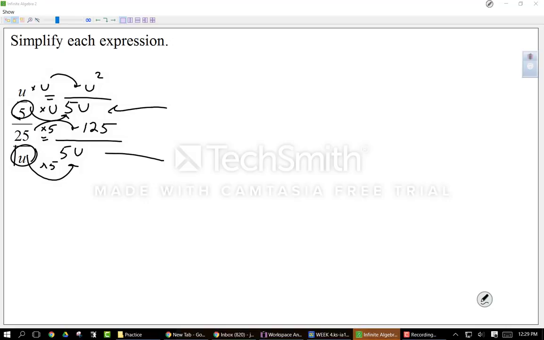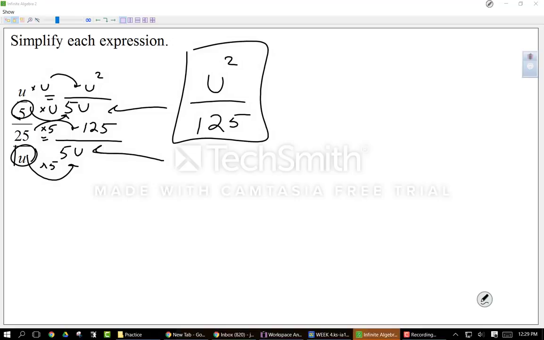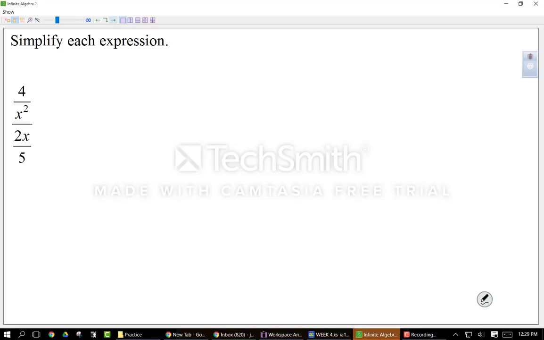Because my denominators are the same, I get my numerators of both fractions. u squared over 125. Cannot reduce. That's your answer. Again, we got variables in this one. That doesn't matter. So my denominator is 5 and x squared. What can they both go into? Well, because one has a 5 and one doesn't, that's 5. And one has an x squared and the other one doesn't. That's why it's 5x squared.